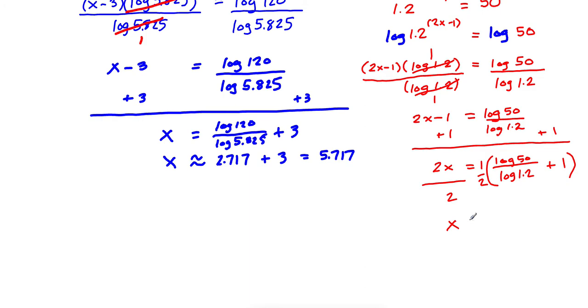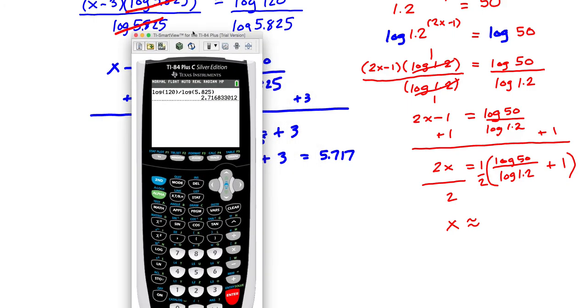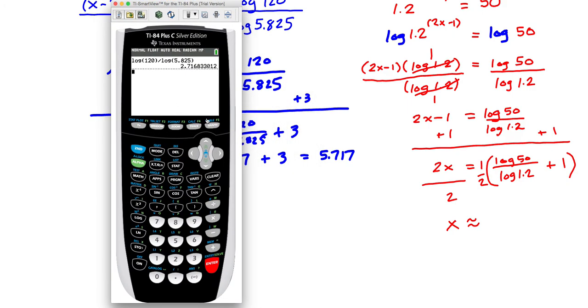So let's figure out what the decimal value is going to be, just so we can simplify it down. Let's pull the calculator out again. If you want to do it all in one big swoop, you can type the whole entire thing in. Just make sure you put your grouping symbols in. I'm going to start on the inside and work my way out. So I've got log of 50 divided by log of 1.2.